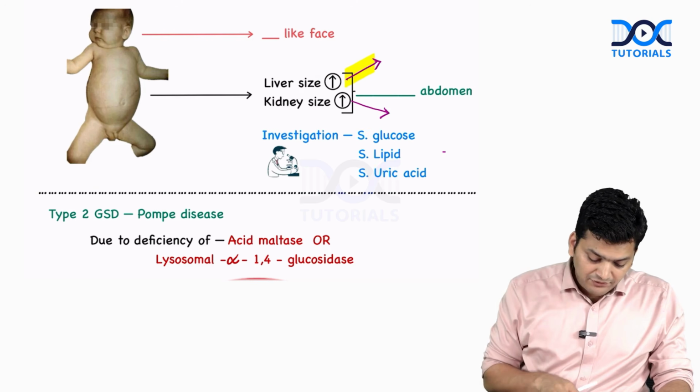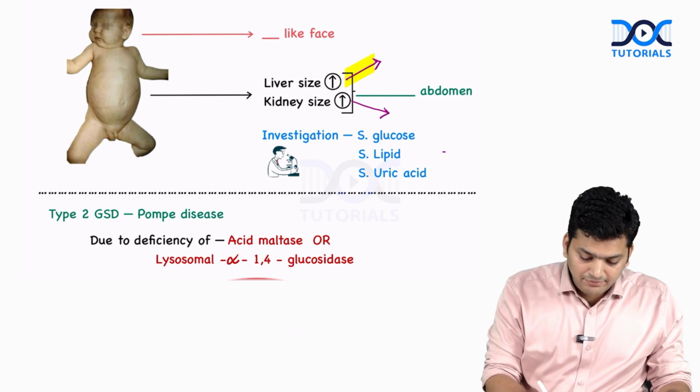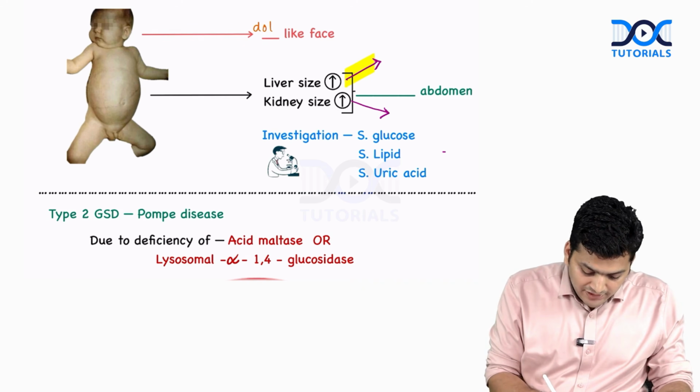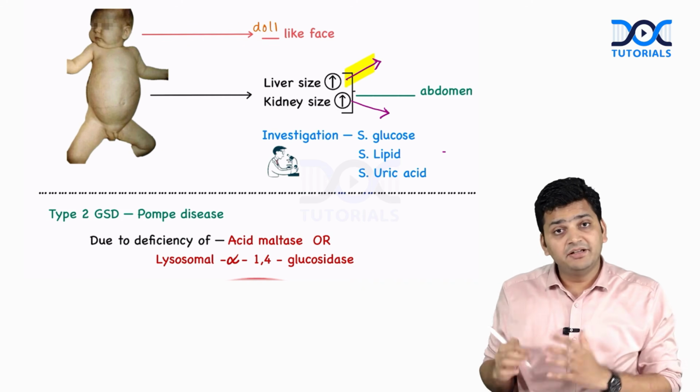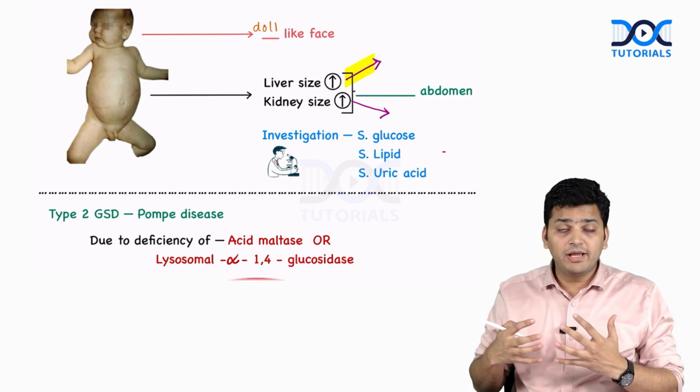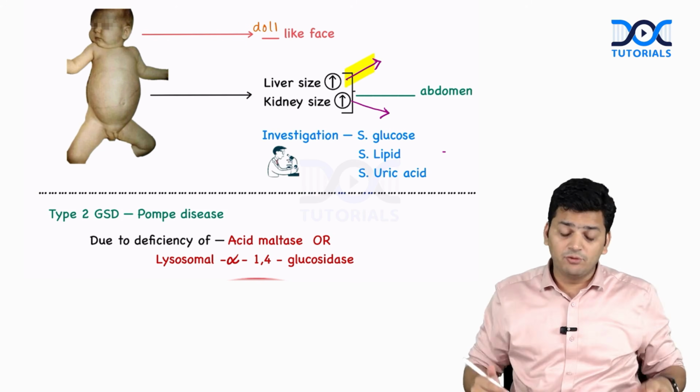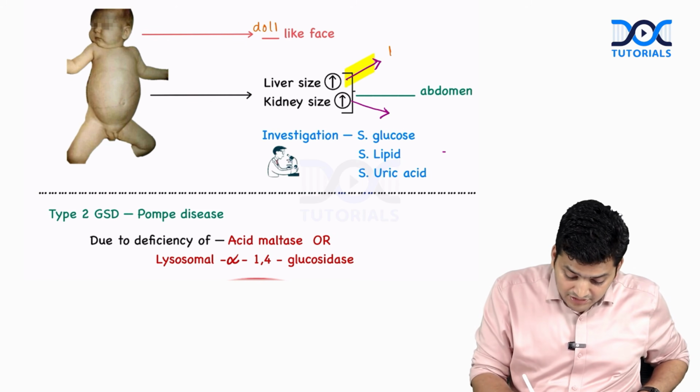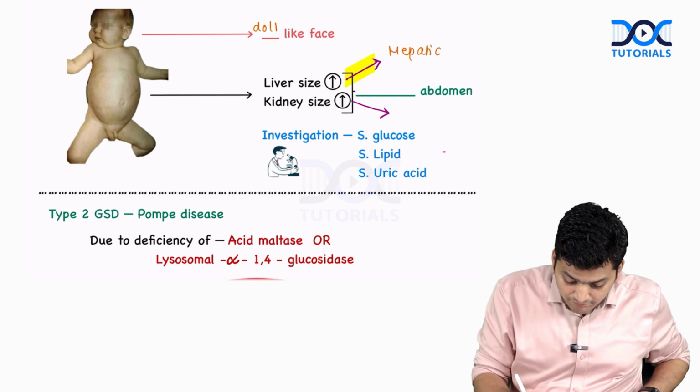So what are the features? Because there is hyperlipidemia, the child is going to have a doll-like face. The liver and kidney size will increase because more lipid accumulation is happening in the liver and kidney. They are going to become big. In the liver, sometimes we can even have hepatic adenoma.